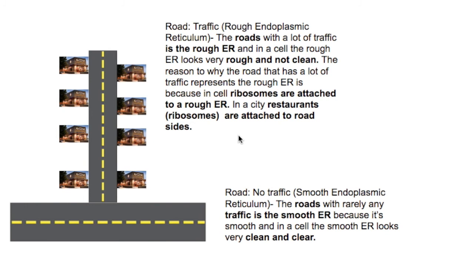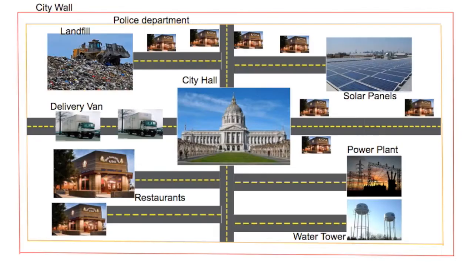The smooth endoplasmic reticulums are similar to the rough ERs, except there is rarely any traffic, making the road smooth, clean, and easy for the cars to pass through. And the reason for that is because in a cell, a smooth ER does not have ribosomes attached, and in a city, there are no restaurants attached to a smooth ER, or a road with no traffic. The end.